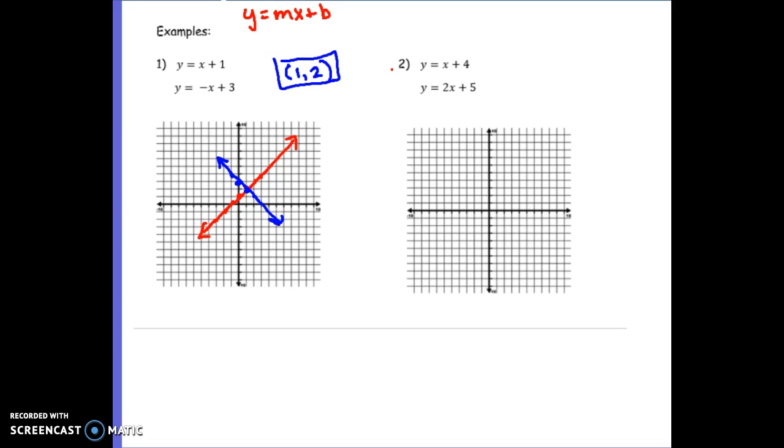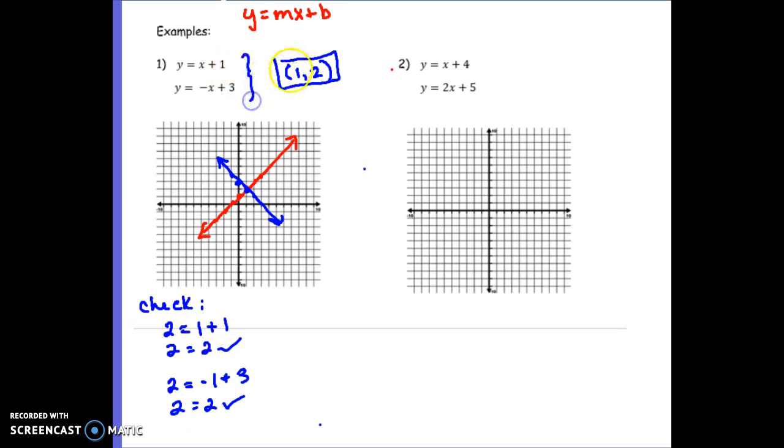But we can always do a check step to make sure. For our check step, we take the point (1, 2) and plug it into the first equation. So y, which is 2, is equal to 1 plus 1. Does that work? Yes, it does. Then you plug it into the second equation: y, which is 2, is equal to negative x, negative 1, plus 3. Does that work? Yes, it does. Because it satisfies both of these equations, we know that (1, 2) is the solution.